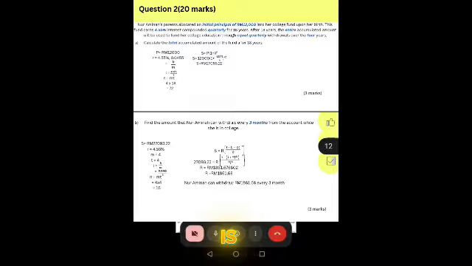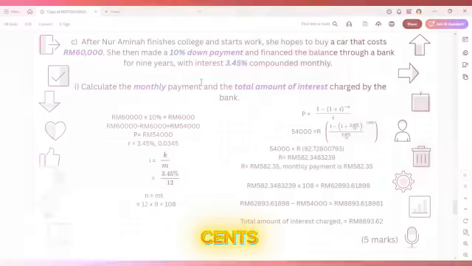For the I is 4.55% per 4, and then we search for N, which is 4 times 4 equals 16. And now we will use the present value formula, and then we will get 1,861 ringgit and 68 cents.